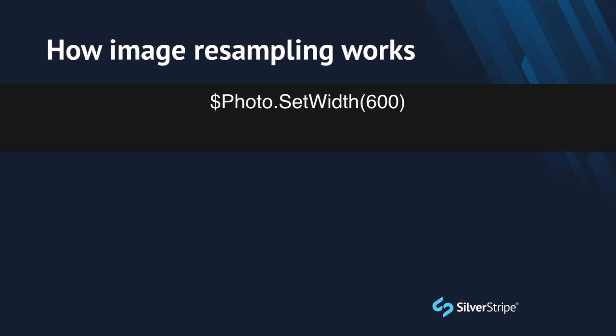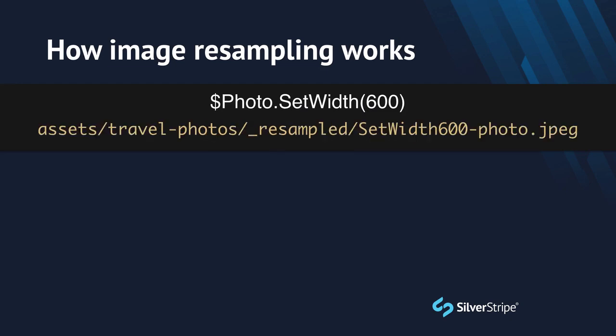Here's how it works. Silverstripe generates a SKU for the resampled image based on the original file name, the resampling method, and the arguments passed to it. For example, given the file name photo.jpg, the above function will generate an image like this. To avoid collisions and to simplify cleanup, all resampled images are placed in a _resampled directory off the directory that contains the source image. So in our case, the full path to this image would be assets/travel photos/_resampled/SetWidth100-photo.jpg.